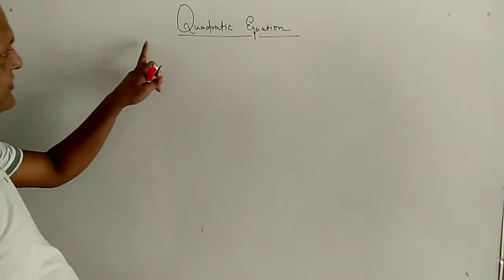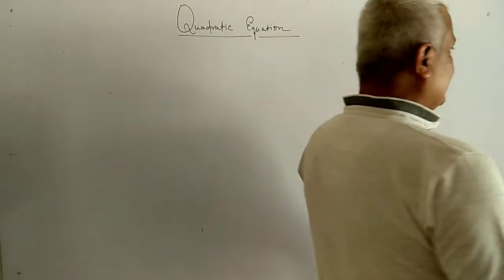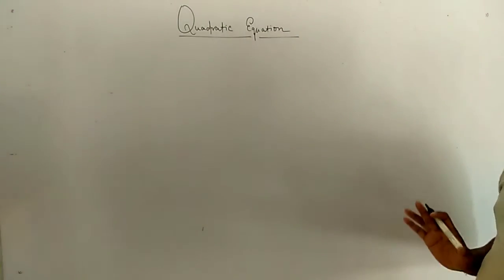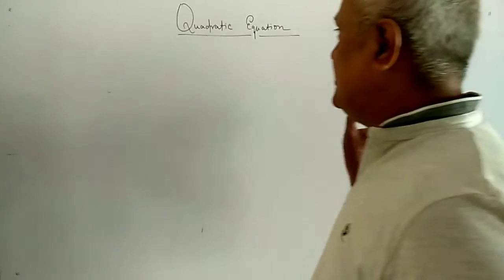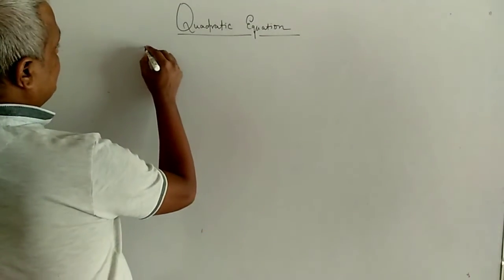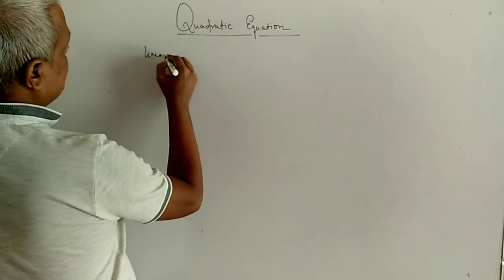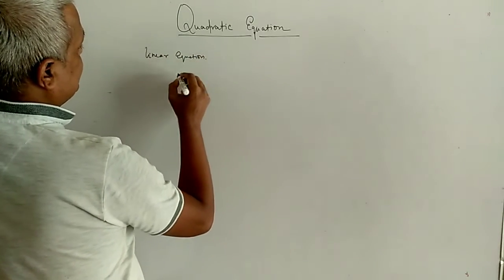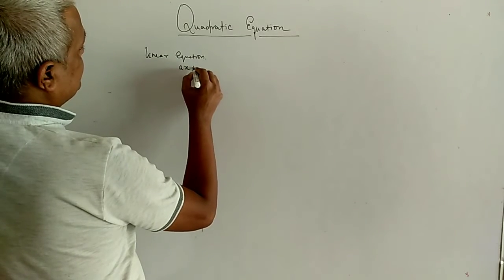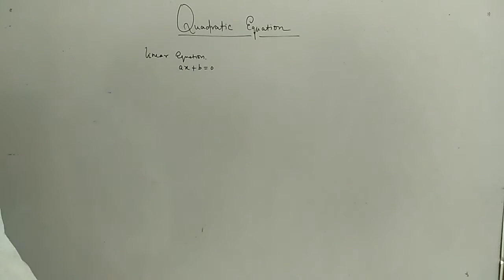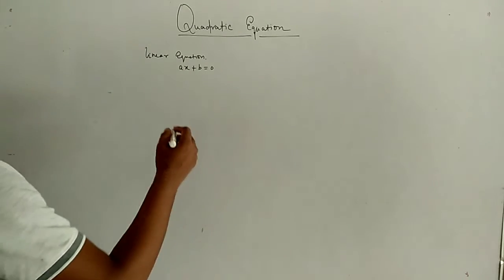Hello friends, in this video we are going to discuss the quadratic equation. Now, what is a quadratic equation? Everyone might have studied factors, factorizations, and the linear equation. In terms of the polynomial, we say that a linear equation is an equation of the form ax plus b equal to 0. This is the linear equation with one variable.